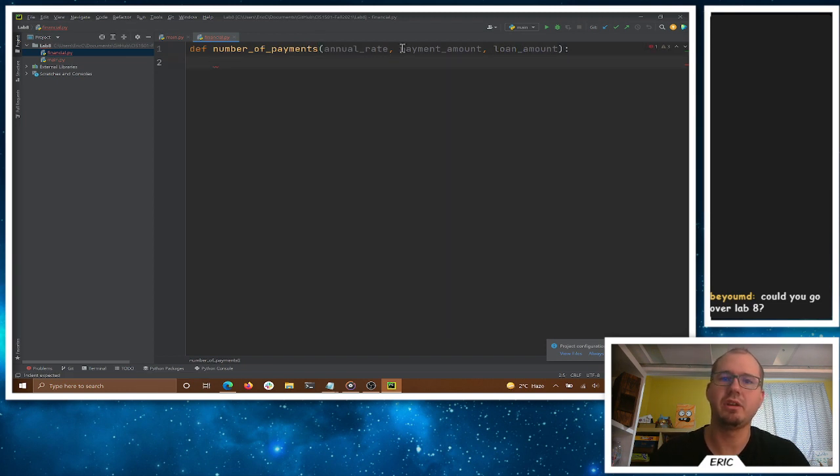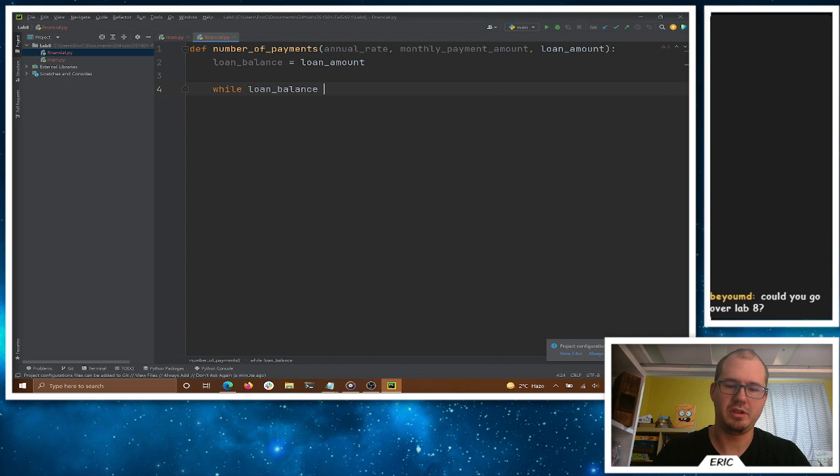All right, so the idea is we're going to apply the interest, and we typically do this monthly. This is kind of funny how all this works, but you do a monthly payment. So the annual rate, we have to divide by 12. We're going to take the loan balance, which is going to start off as the loan amount. And then we're going to loop while my loan balance is greater than 0. The number of payments is going to start off at 0. And every time we loop, we're going to add 1 to the number of payments.